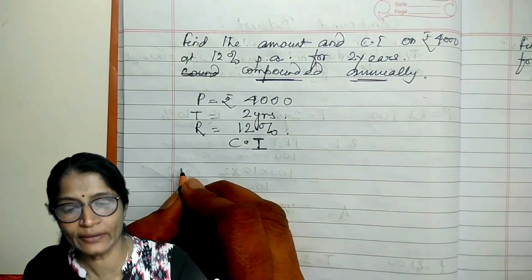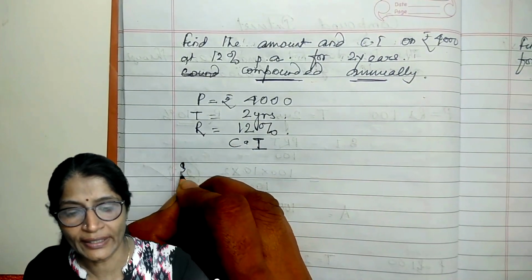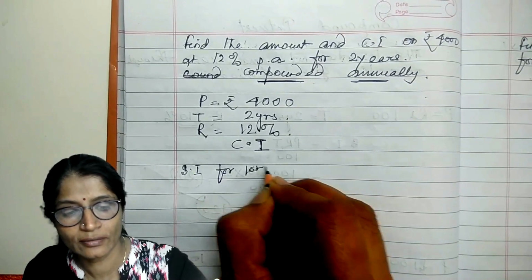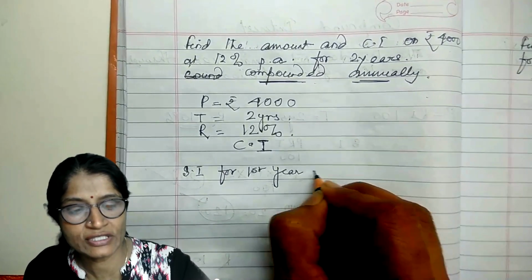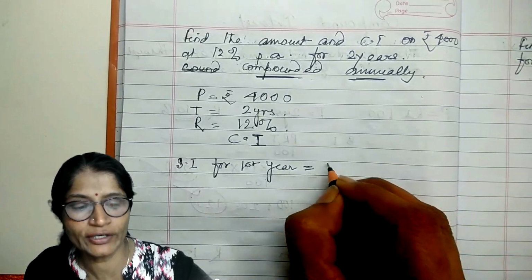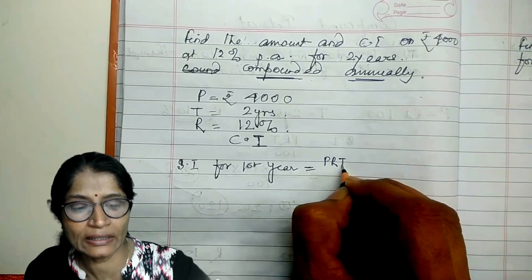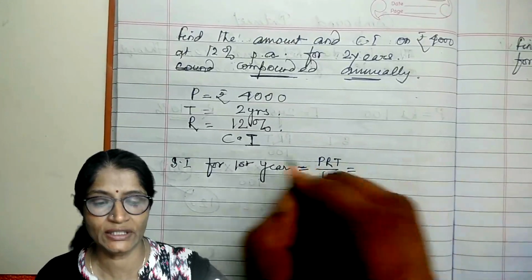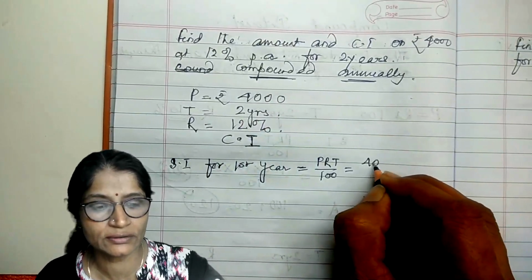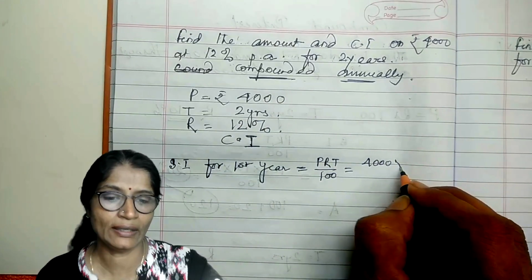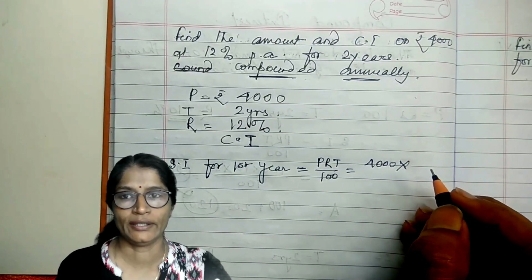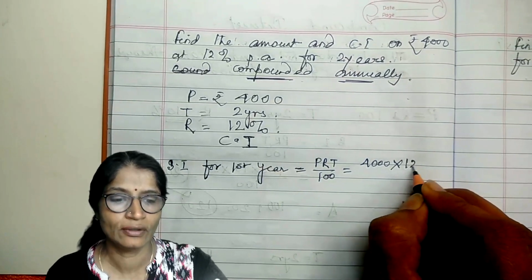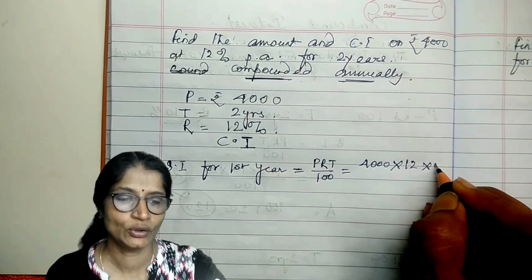So first we will calculate the SI for the first year. Simple interest for the first year is how much? That is according to the formula PRT divided by 100. So here P is equal to 4,000, into our rate of interest, which is 12, and time, that is 1 year.